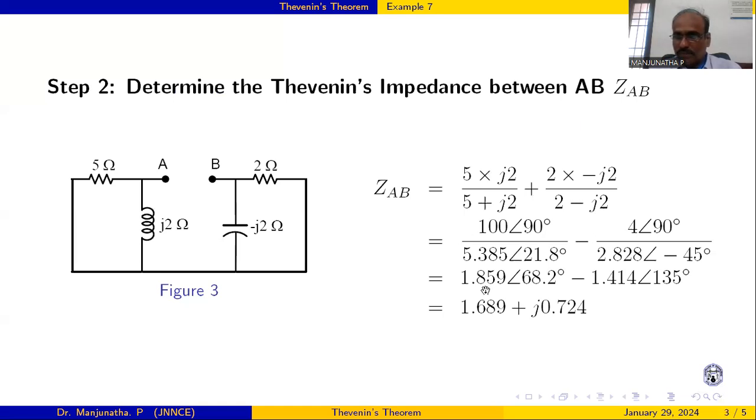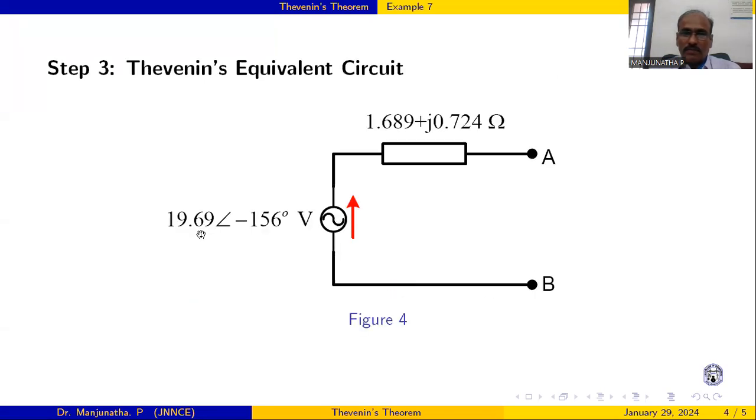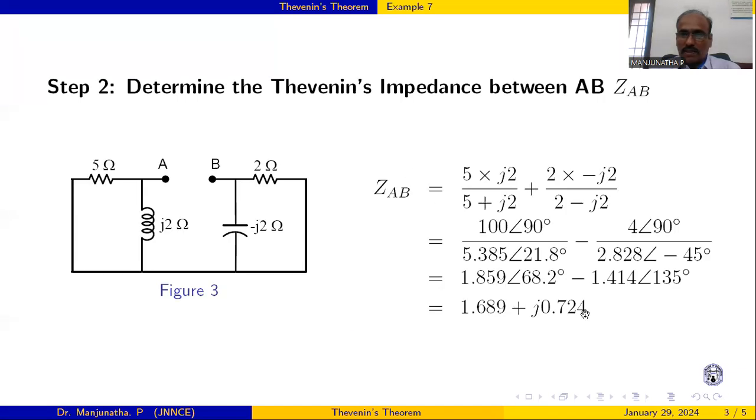Convert it to polar form because multiplication is easier in polar form. Then on the calculator you can directly add, and convert the impedance into rectangular form. This is the impedance with respect to terminals AB. Next is to redraw the circuit. This is the voltage source and current. This is the impedance, 1.689.